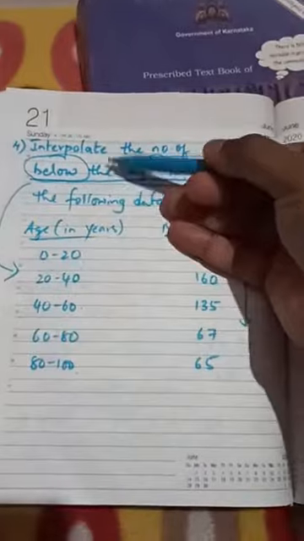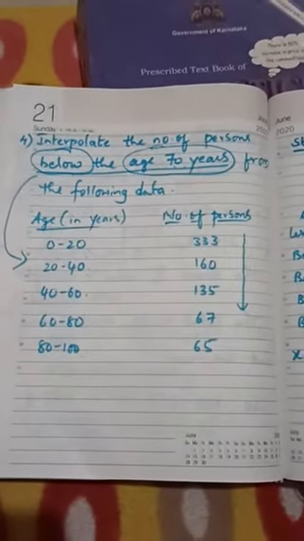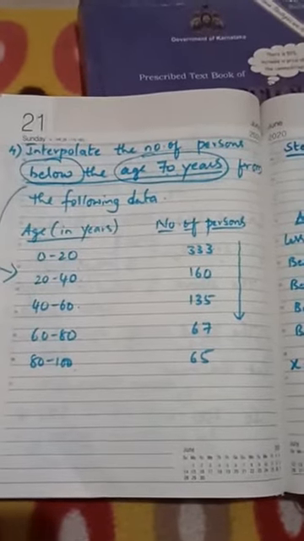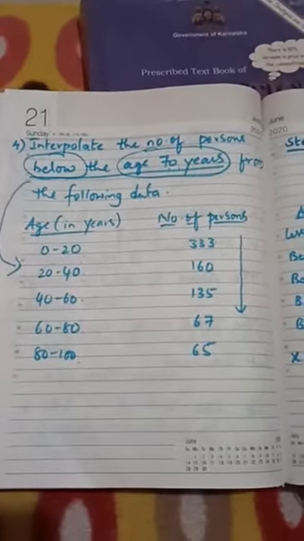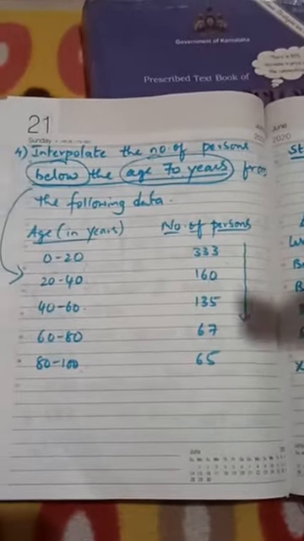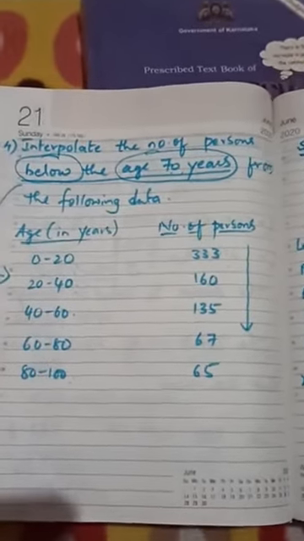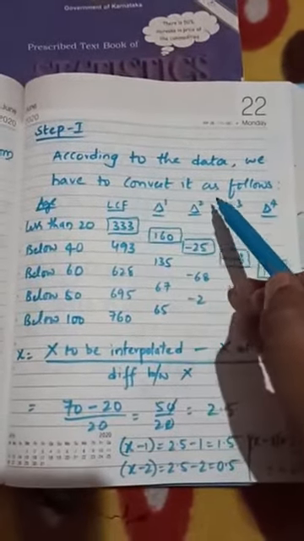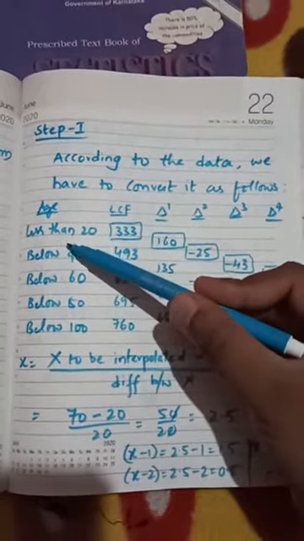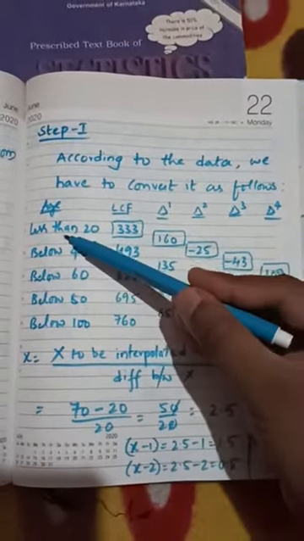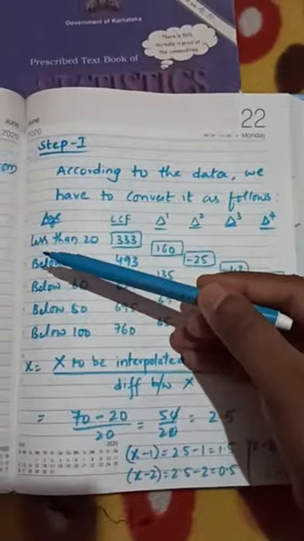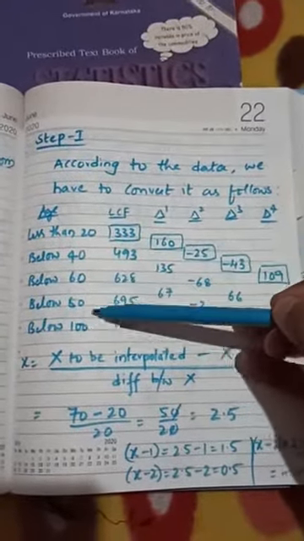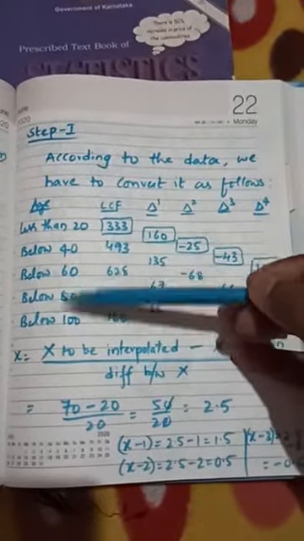Now, according to the problem, this has to be converted. Clear? So let us convert this data into below kind of thing. So look here now. According to the question, we have to convert it as follows. The data is given as 0 to 20, 20 to 40, 40 to 60. As per the question, below age 70 is asked. So I converted to less than 20, less than 40, less than 60, less than 80, less than 100. So this way I have converted the data.